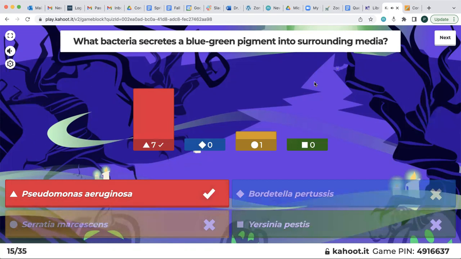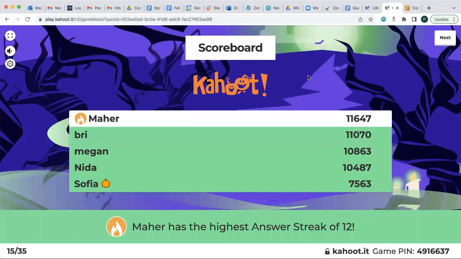It is Pseudomonas aeruginosa. Very good job, guys. You will need to know some fun facts about some of the bacteria on the study guide. What I did is, for bacteria, know how they stain, know their shape, know a fun fact about them, and know their oxygen requirement. Those are the most important things.